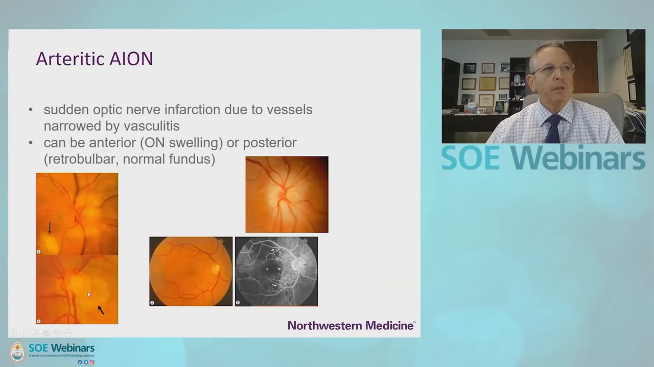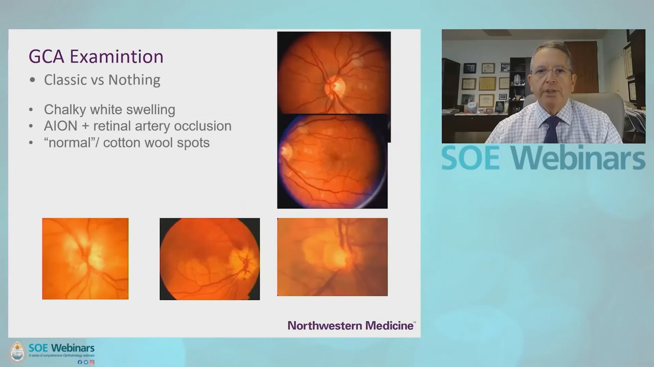Here's a posterior ischemic optic neuropathy with a cotton wool spot. This is a classic presentation for giant cell arteritis. And I'll talk about this again in a minute, but the use of fluorescein angiography to demonstrate choroidal non-perfusion can be a critical diagnostic aid in working through these patients. In my experience, the giant cell arteritis examination often either has this very classic presentation or sometimes there's a paucity of findings in patients with vision loss.